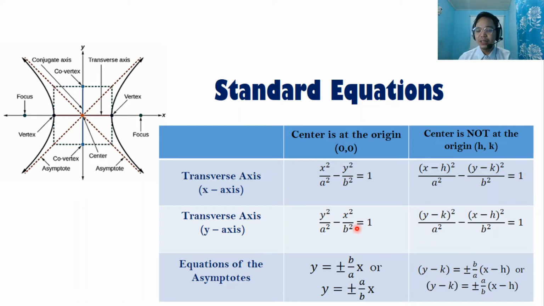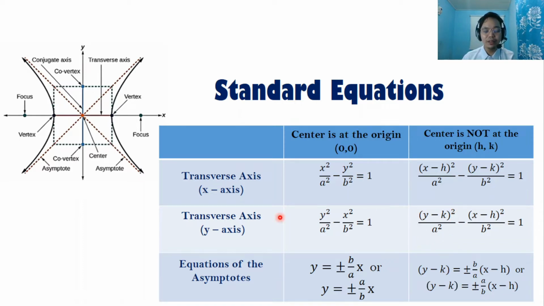Okay? So dito naman, kapag ang center ay wala sa origin, magdadagdag ulit tayo ng h at k. So quantity x minus h squared over a squared minus quantity y minus k squared over b squared equals 1. So ang transverse axis nito ay x-axis kasi positive ang x natin. Then dito naman, quantity y minus k squared over a squared minus quantity x minus h squared over b squared equals 1. So in this case, our transverse axis is y-axis dahil ang positive term ay y.